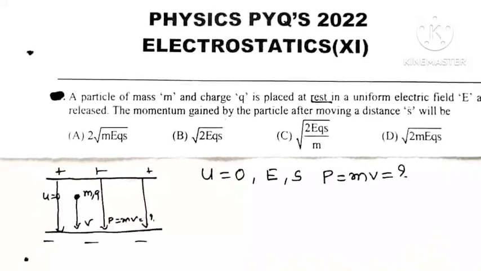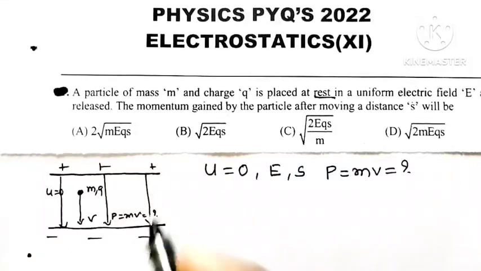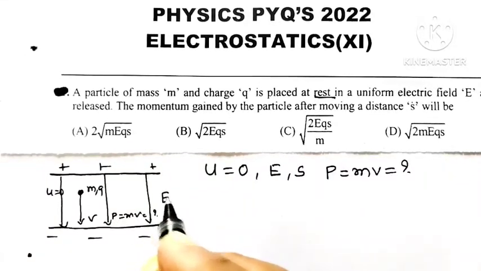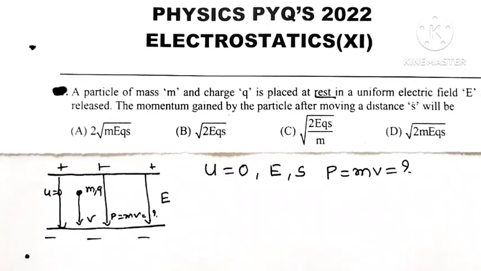So see here, the situation is like this. We have a uniform electric field produced in the space between two parallel plates, of which the upper plate is given higher positive potential and the lower plate is given lower or negative potential. So a uniform electric field is produced from top to bottom.